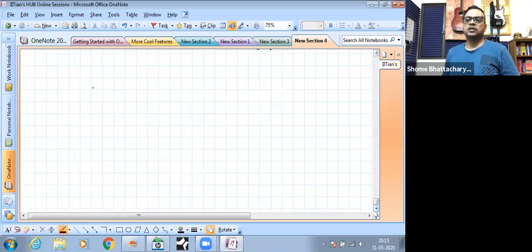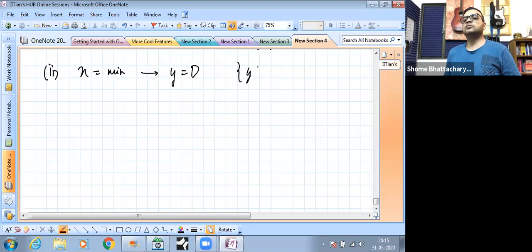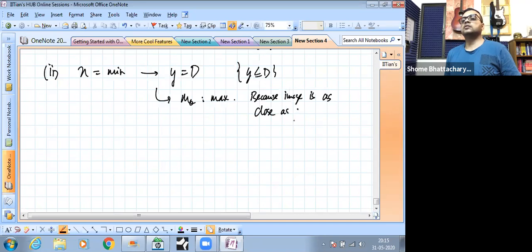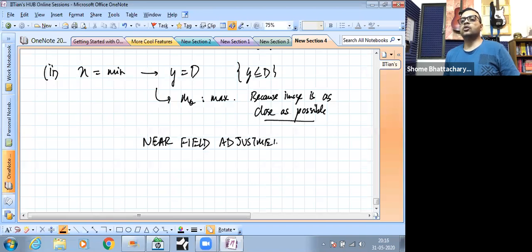So now, the second thing is, if x is brought to the minimum value, then the corresponding value of y is D, because y cannot come closer than D. So this is the position where our angular magnification will be maximum, because the image is as close as possible. So in this, what is happening? The image is at the near point. So this is called the near field adjustment. That was called the normal adjustment because the image was very far away. This is a near field adjustment.